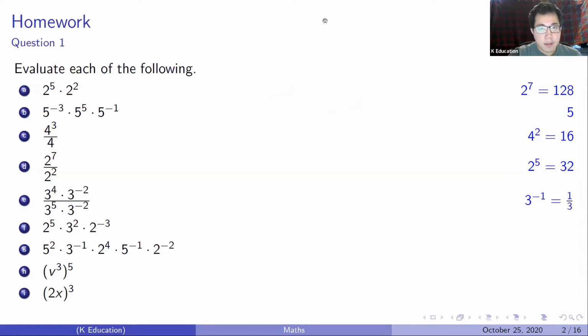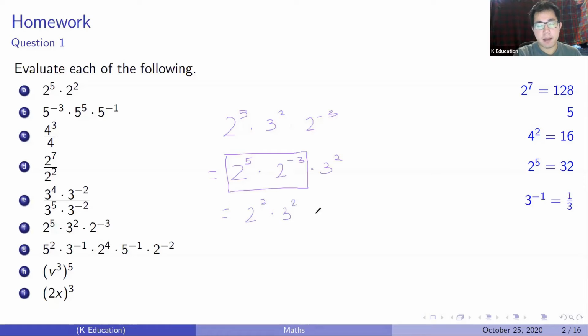Okay, next one, you have to be careful. The bases are not all the same. So I guess you can look at 2 to the 5 and 2 to the minus 3 first. So that becomes 2 squared times 3 squared. Remember, the order of multiplication does not matter. So it's 2 to the minus 3 times 3 squared. You look at this first. Of course, you have 2 squared times 3 squared. And if you want, you can be fancy and do 2 times 3 squared. This is 6 squared, so it's 36. But 4 times 9 is also okay.